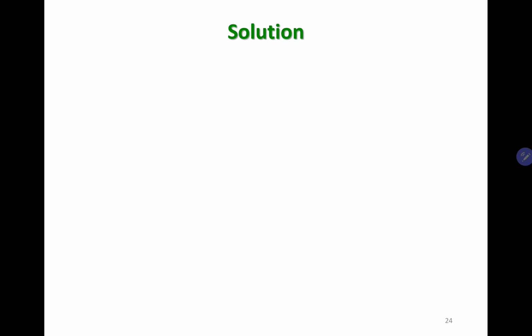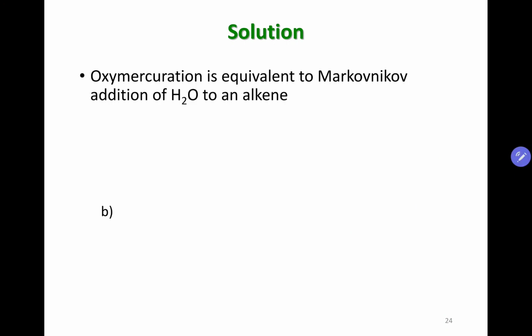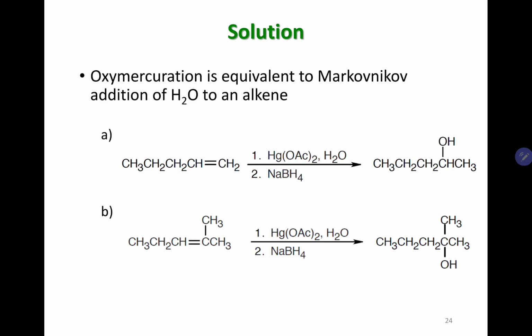Let's see the solution. This is basically the same thing that I just mentioned, but if you want to spend more time on this solution, you can pause the video and see if you understand the whole thing. Once again, I want you to pay attention to the reagents. These reagents are added in two steps. In the first step, you're adding the mercuric acetate and water, and in the second step, you're adding sodium borohydride.